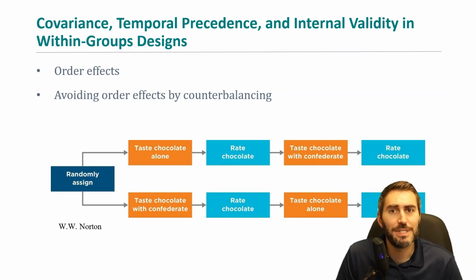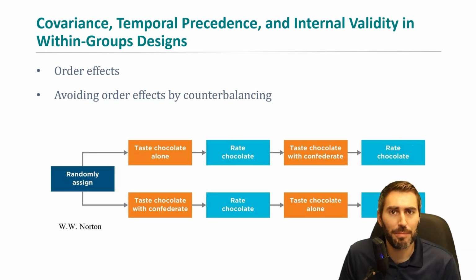Even though within groups designs are incredibly powerful, we still have to hold them up to our causal criteria. Covariance is easy. We just look for a difference between the condition averages, but temporal precedence and internal validity can get tricky because of a unique threat called an order effect. When a participant experiences one condition, it can naturally alter how they respond to the next condition. To fight off order effects, researchers rely on a technique called counterbalancing.